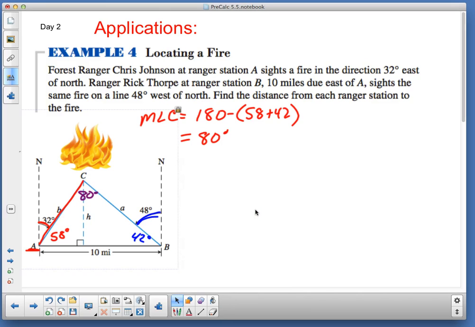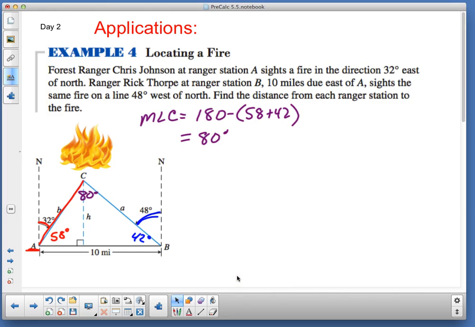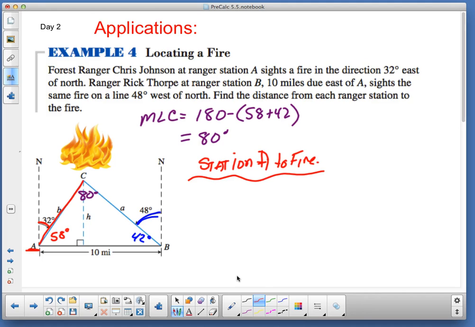Okay, all right, so now we got this going on. We're going to find the length of B. So because I'm finding the length of B, I am now working with, and this will be purple. Let's make that purple so we have that color-coded rail. Okay, so I'm going to go with the length of B, or better yet, station A to fire. Okay, so that's station A to fire.